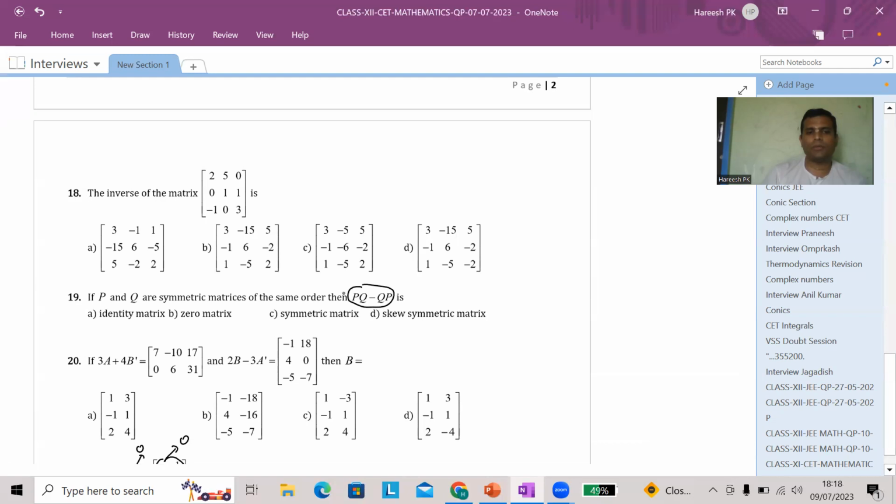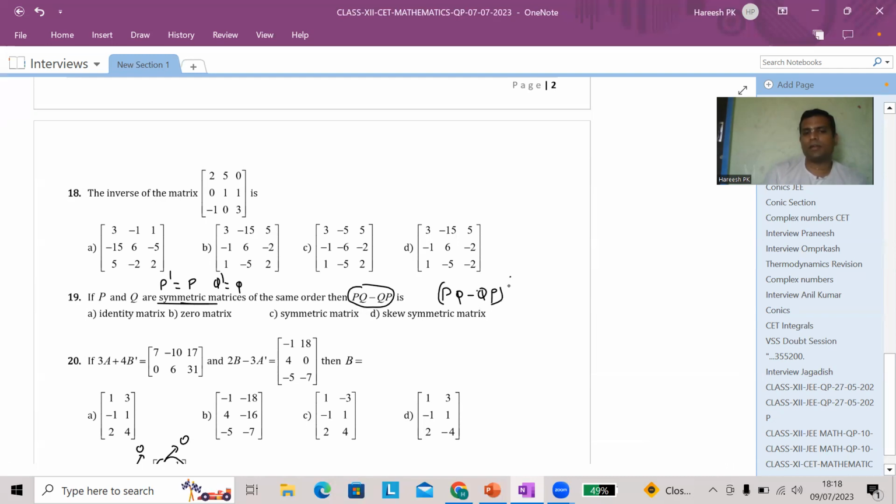And this is a standard question. If P and Q are symmetric, whenever they say P and Q are symmetric, you should remember P transpose is P, Q transpose is Q. And now they're asking us to comment on this. So this is a very often repeated question. Answer for this is Q symmetric.